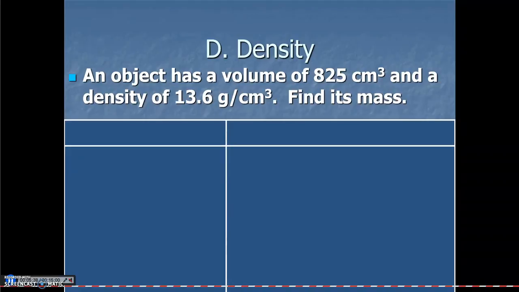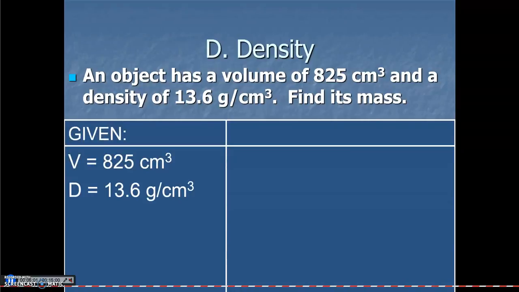So here's an example of how we would use this density formula. In this case, you're given the object has a volume of 825 cubic centimeters, and they're giving you the density at 13.6 grams per cubic centimeter. We want to find its mass. So we want to find the number of grams. So what we're going to do is write down what we're given. We're given the volume and we're given the density, and we're asked to find mass.